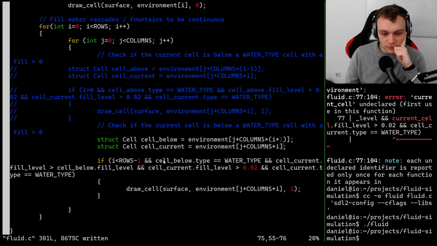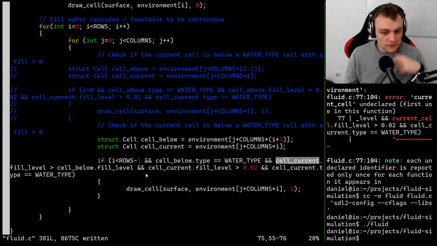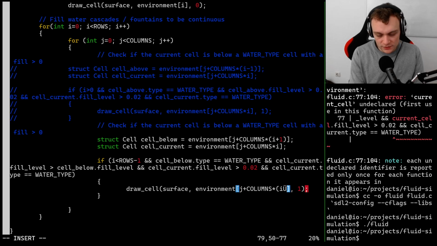So the cell below has to be a water type, the current cell's fill level has to be bigger than the cell below's fill level. Yeah, then... maybe we should try this again.